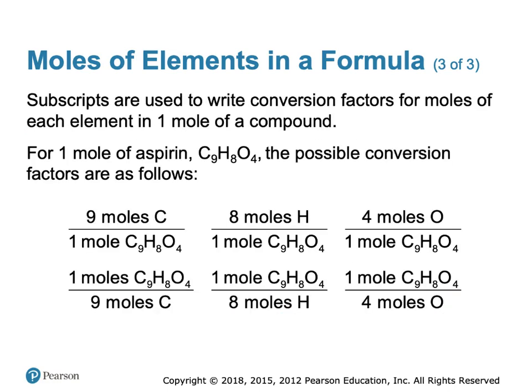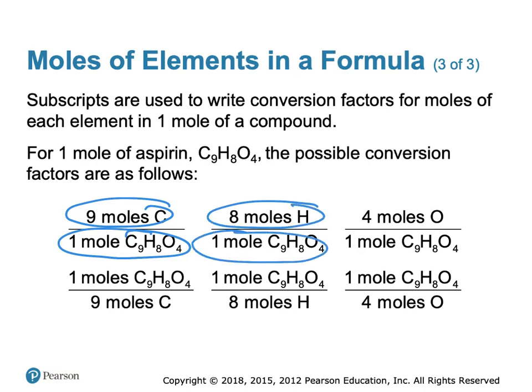So here are the conversion factors for aspirin. We have 9 moles of carbon per 1 mole of aspirin, 8 moles of hydrogen per 1 mole of aspirin, and 4 moles of oxygen per 1 mole of aspirin. Or you can invert those conversion factors depending upon the problem at hand.